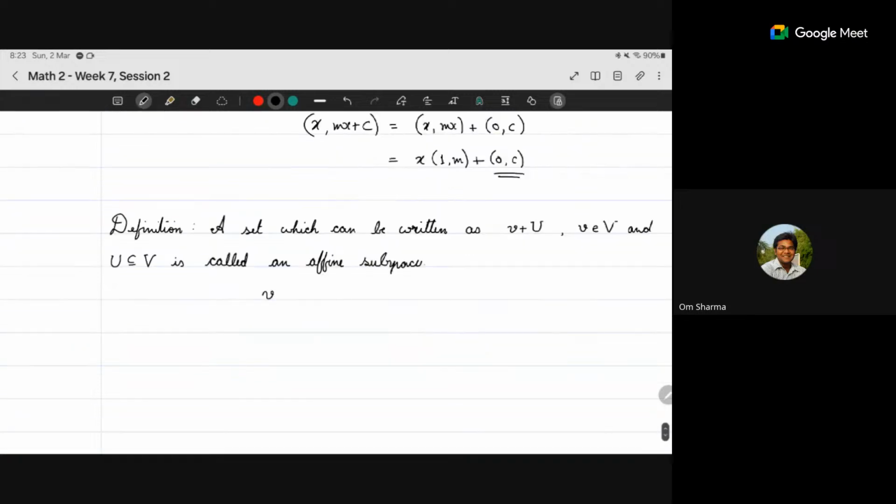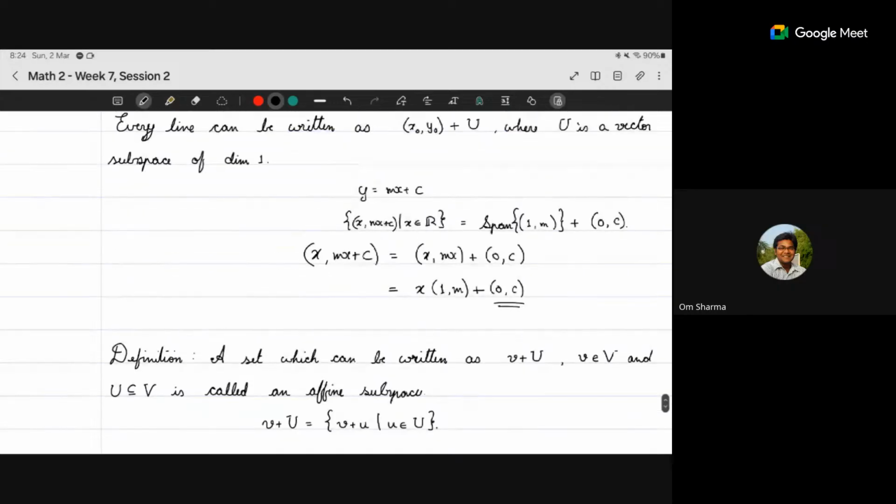Once again, what is this set v plus u? What do I mean by adding a vector and a set? I take all possible vectors from u, add this fixed vector v to them, and the set of all vectors that I obtain this way is denoted v plus u. This is the definition of an affine subspace. So these are just translates of linear subspaces.